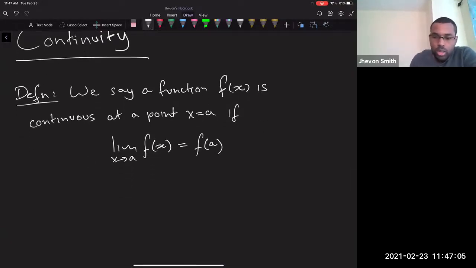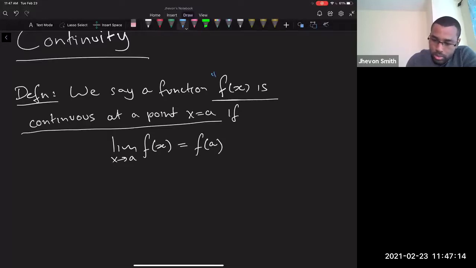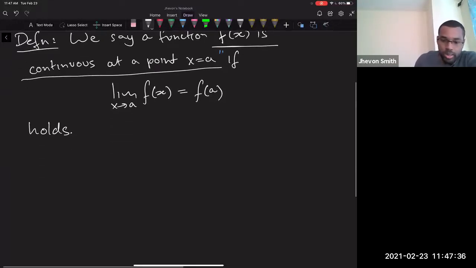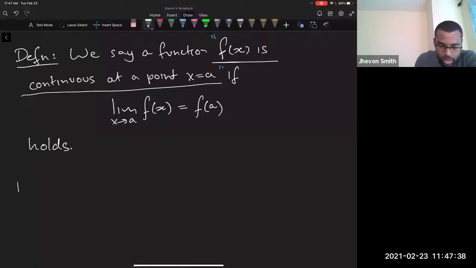Right? So this is defining the phrase f of x is continuous at a point. Right? So I can say f of x is continuous when x equals 5, or it's continuous at x equals 7, or it's continuous at x equals 14. And me saying that is me saying this equation holds. Right? So that's what continuous means, at least continuous at a point. Let's do another definition.